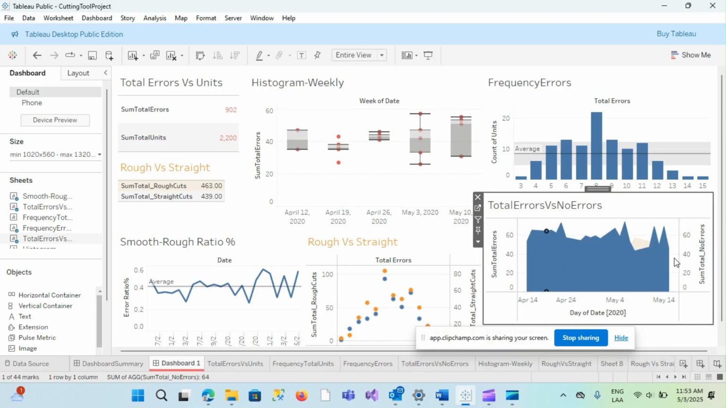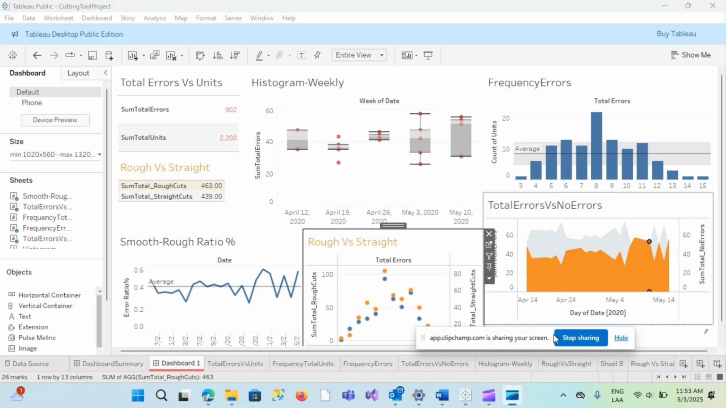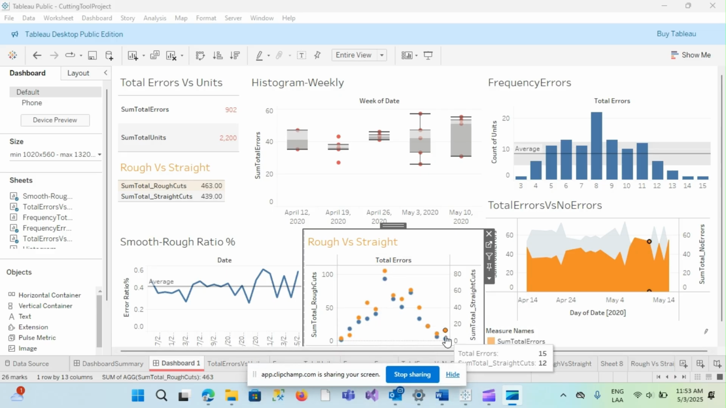This is better to visualize here. And then we got this other part where the client was interested in having the rough versus the straight cuts. So we can see that it's pretty similar. You'll see the orange versus the blue ones. The orange ones are the straight cuts, which are, let's say, the good ones. And the blue ones are the rough cuts, which the client didn't want to have a lot of, but they are having those anyway.